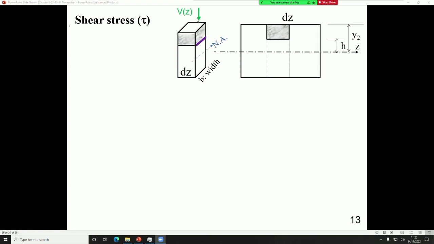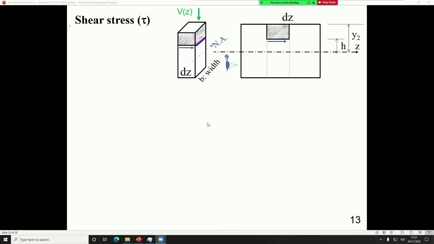Say this is the shear force acting at this location. I'm interested to find the shear stresses acting on this plane, and also on this plane here, with the width of b and length of dz. So I'm interested to find the shear stress acting on this plane. This is what I'm interested in: the shear stress on this plane.